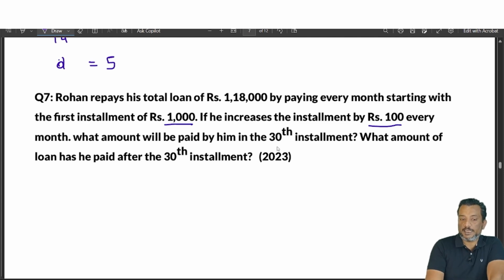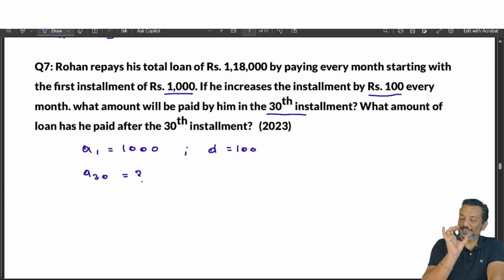Here it is asking what amount he will pay for the 30th installment. So first we will say A1 is equal to 1,000, and d is given as 100, and we have to find A30. The question is bigger but you can see the solution is very small. This type of question may be changed and given in a different form, so do not get confused by the question.